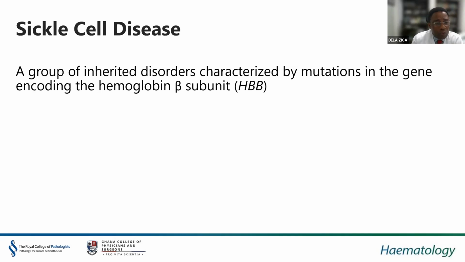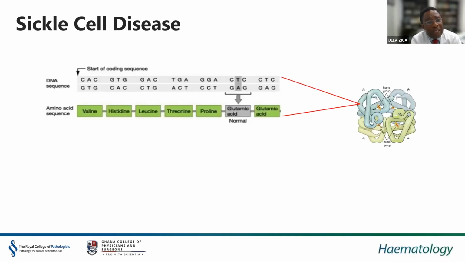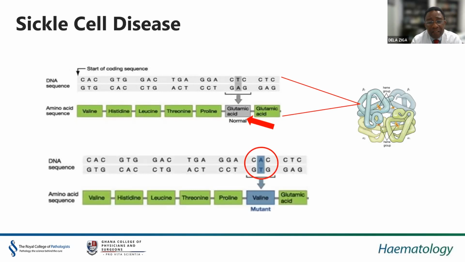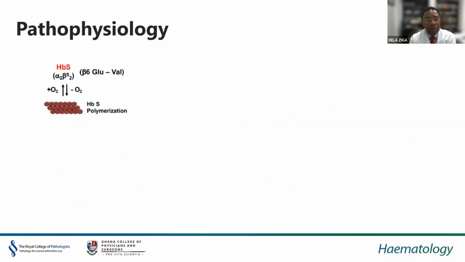Sickle cell disease is a group of inherited disorders characterized by mutations in the gene encoding for hemoglobin beta subunits. This schema shows the DNA sequence of the beta globin unit. You will see that codon 6 glutamic acid shows as the normal sequence. In sickle cell, that is shown by the arrow. In sickle cell disease, the sequence at codon 6 is switched from glutamic acid to valine. This leads to conformational changes in the red blood cell that result in destruction of the cell under stress.